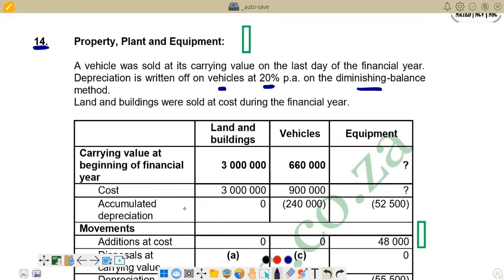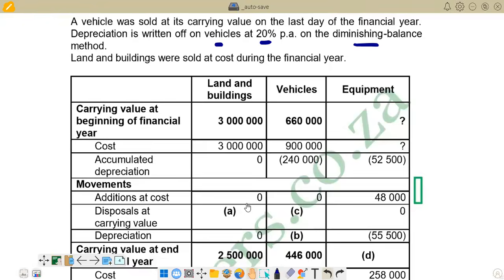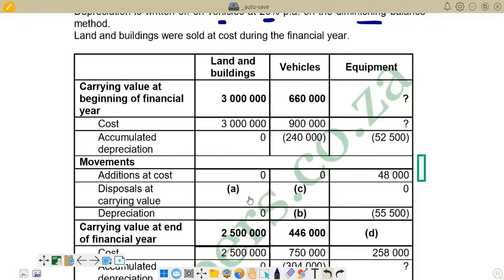And then if you look at A, what it means is the figures that we want to calculate there are indicated as A, B, C, and D. So let's start with A. A, we have a disposal at carrying value. Disposal at carrying value. And it's A.